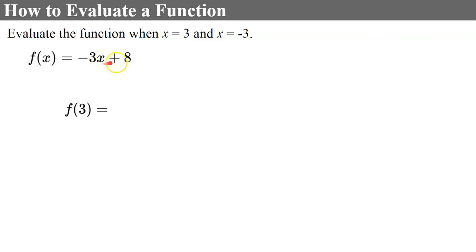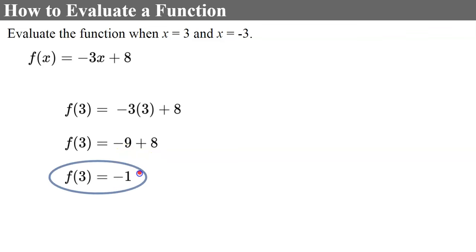So now we're going to rewrite -3x plus 8, replacing x with 3. So here we have -3 times our input, 3, plus 8. To evaluate this, -3 times 3 is -9. One more step, -9 plus 8 is -1. So we can write this in function notation. The function with an input of 3 has an output of -1.